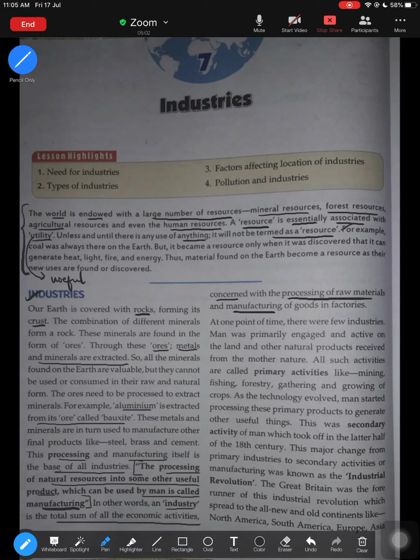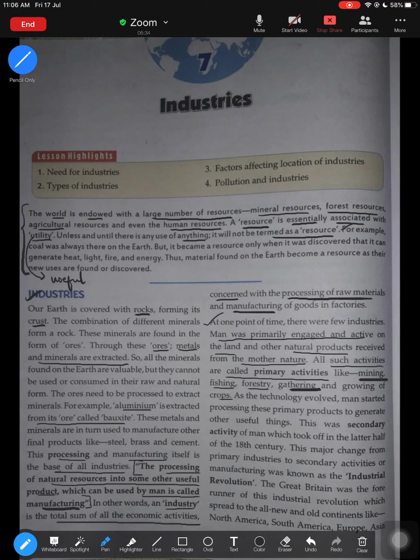Then here we learned how man at one time was just engaged in and active on land and the products received from mother nature. All such activities are known as primary activities, like mining, fishing, forestry, hunting, gathering, growing crops. In earlier times, man was just into activities mostly associated with mother nature. So all those activities are termed as primary activities.